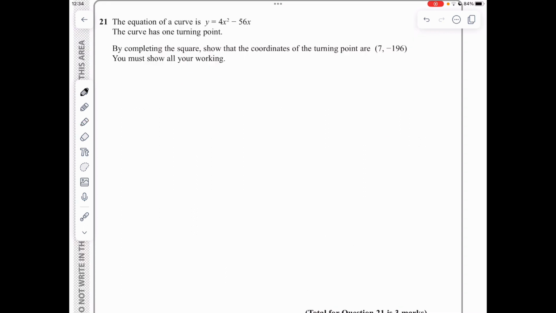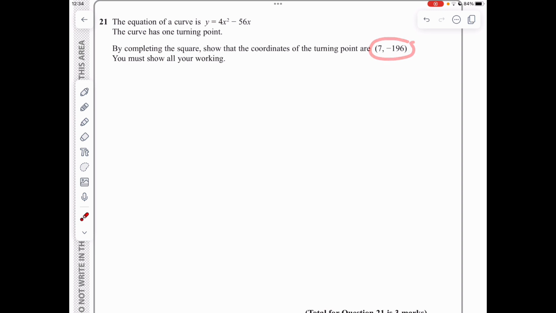In 22, we've got the curve with equation y is 4x squared minus 56x. It has one turning point, and by completing the square, we need to show that the coordinates of this turning point are 7, minus 196. We must show all working.